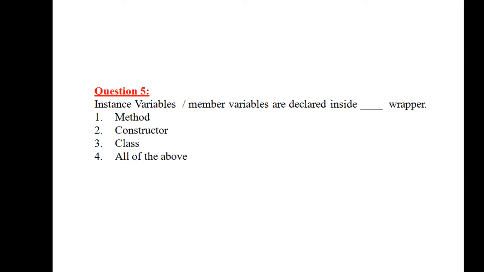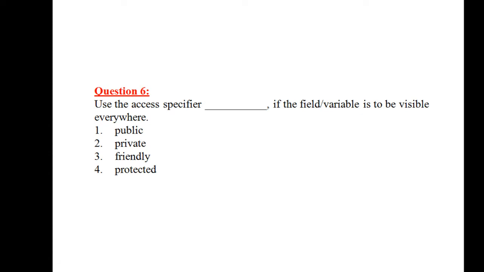Instance variables or member variables are declared inside dash wrapper. It is declared under class wrapper, that is after class declaration, and by putting braces then you declare all the class variables with the keyword static. Use the access specifier dash if the field or variable is to be visible everywhere. The access specifier would be public.